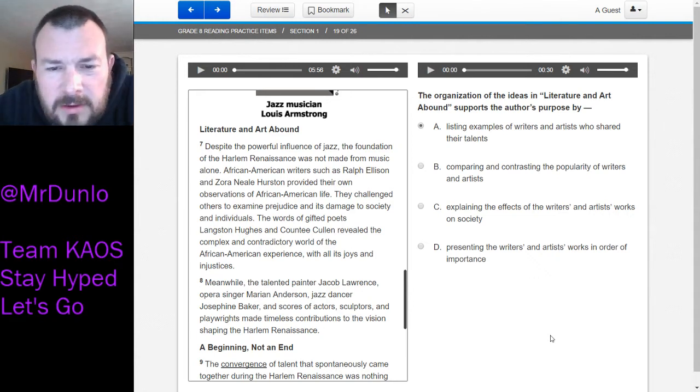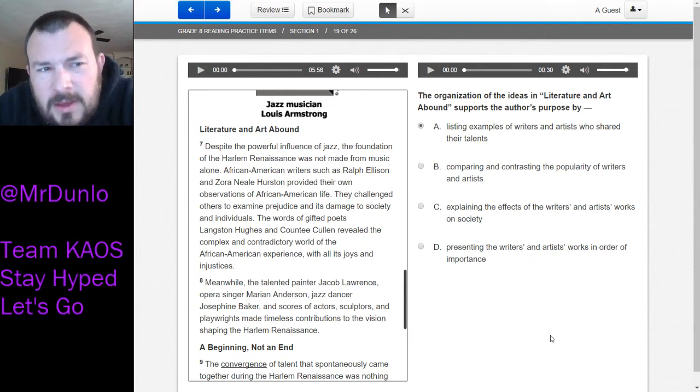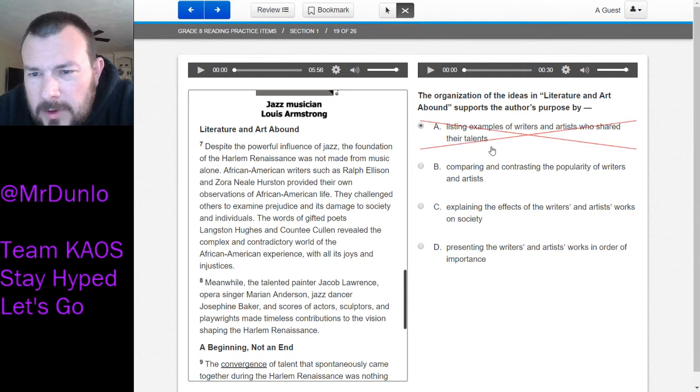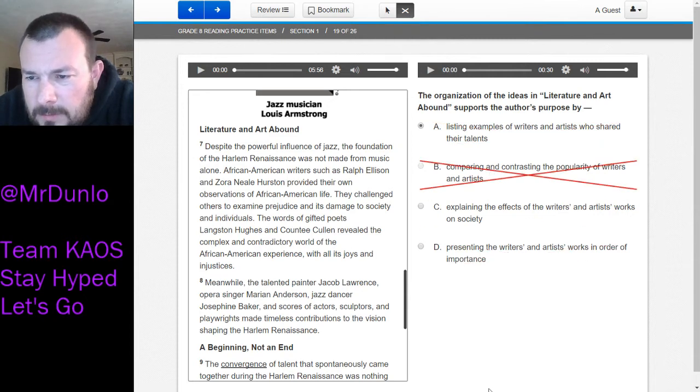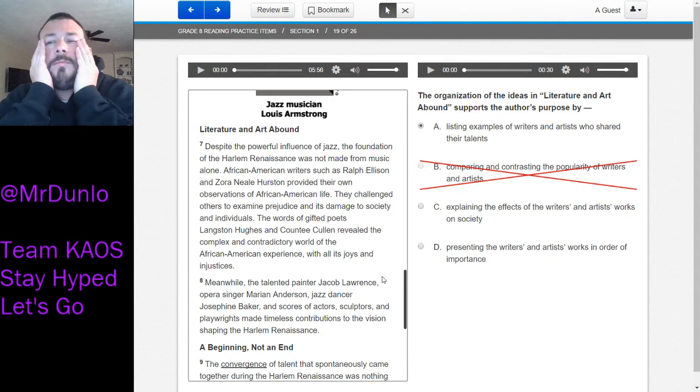Comparing and contrasting. Nah, they're not saying poets are better than trumpet players or whatever. They're just not saying that. Ooh. C could be good. Let's see.